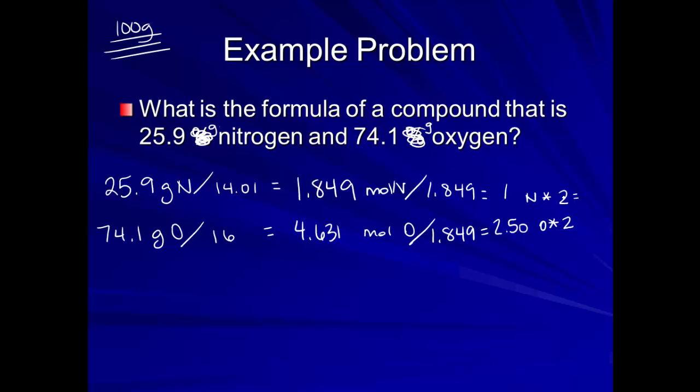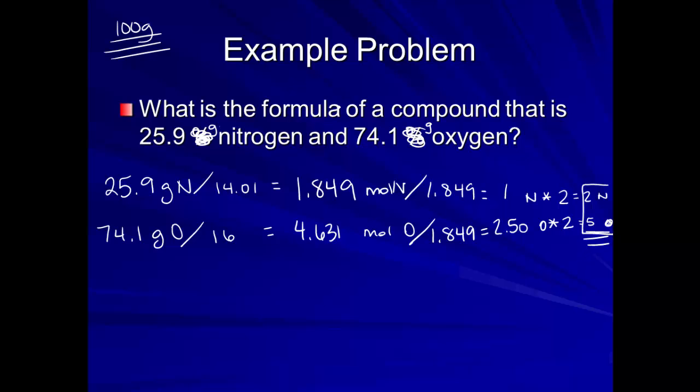So the nitrogen is 1 times 2, so I have 2 nitrogens. The oxygen is 2.5 times 2, which is 5 oxygens. So I did my last step, multiply until whole. So what's the deal? We have 2 nitrogens and 5 oxygens. That's not really your answer.